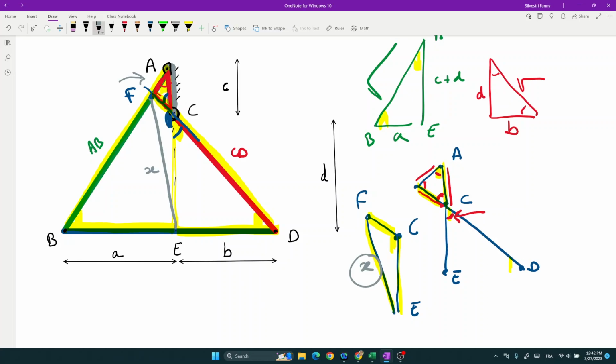So I highly recommend to do all the steps to find distance AB, distance CD, the little distance FC, and the distance FE. Find all those steps before you start your problem. You will need them.